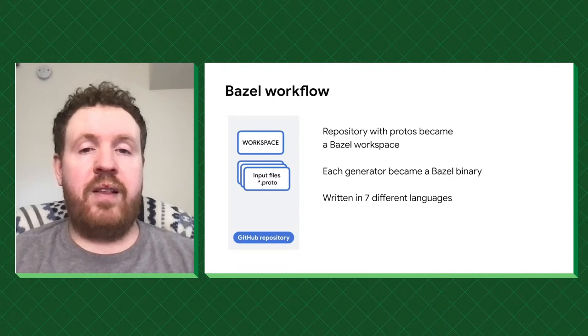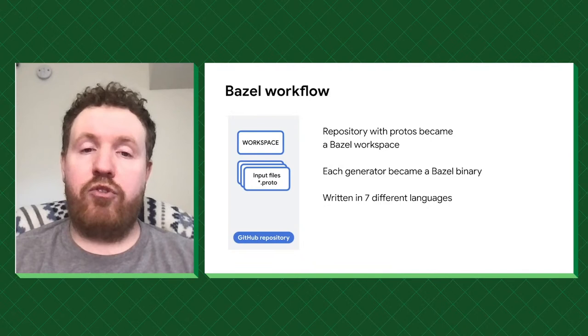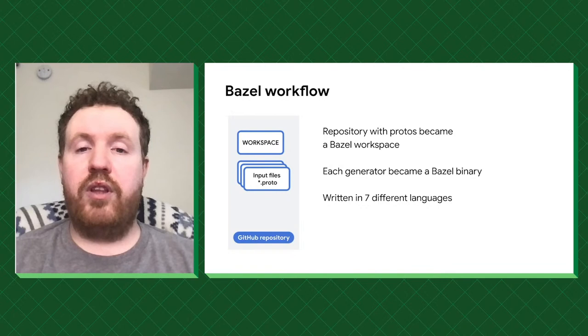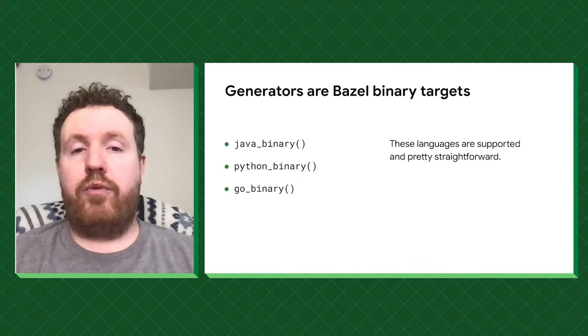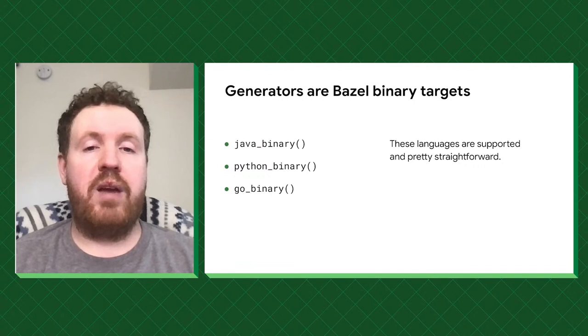The client library generator for each language became a Bazel binary. We have generators written in 7 languages, so the full build of the workspace loads and runs the code written in all those 7 languages. Changing the generators to become Bazel binaries was easier for some languages and harder for some other languages. For example, for Java, Python, and Go, it was pretty straightforward to do since we have Java binary, Py binary, and Go binary rules.